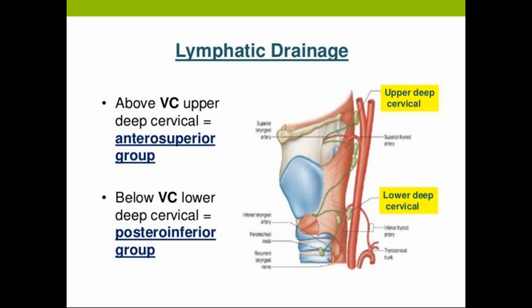So take the landmark as the vocal fold. Above the vocal fold, the arterial supply is the superior laryngeal artery, the vein is the superior laryngeal vein, and lymphatic drainage goes to the upper deep cervical lymph node. Below the vocal fold, the artery is the inferior laryngeal artery, the vein is the inferior laryngeal vein, and the node is the lower deep cervical node or pretracheal or prelaryngeal lymph node. The nerve supply above the vocal fold is the internal laryngeal nerve. The nerve supply below the vocal fold is the recurrent laryngeal nerve.